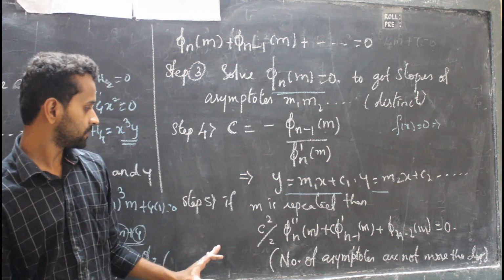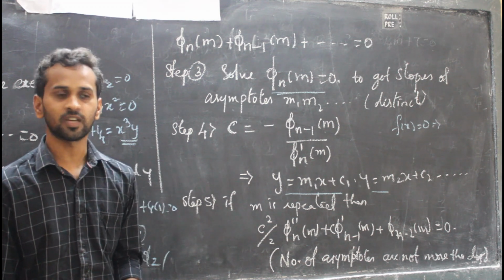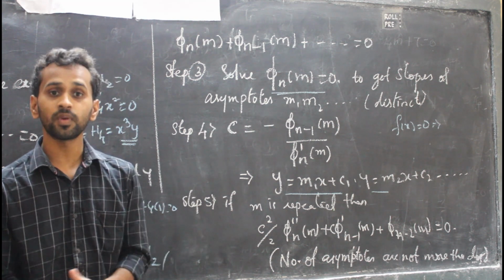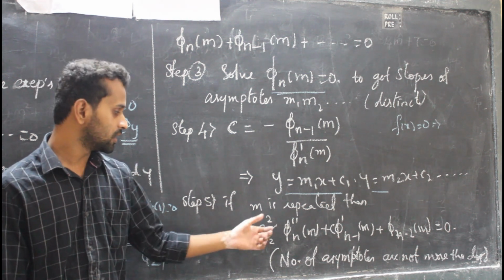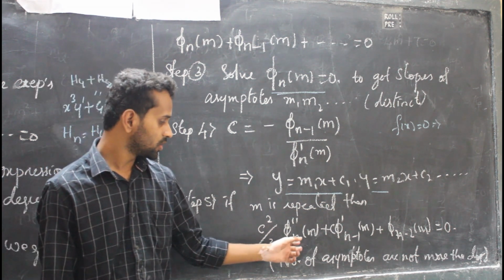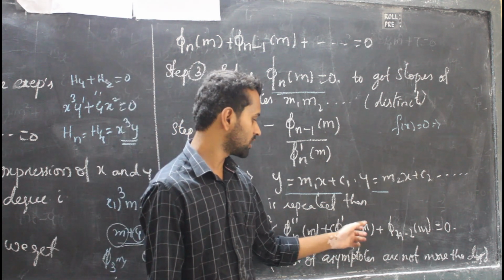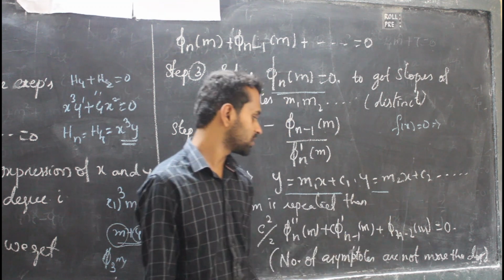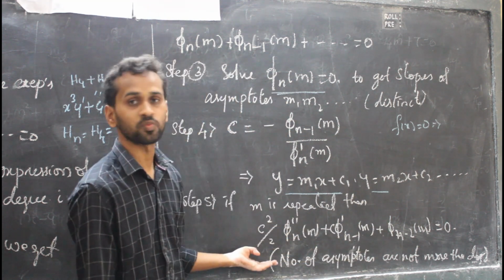If not, if my roots are not distinct, that means my roots are the same, m is repeated twice. For example, m equal to 1 and again m equal to 1, I got it. Then you use c square by 2 phi n double dash of m plus c phi n-1 dash of m plus phi n-2 of m equal to 0 as your condition to get the asymptotes here.